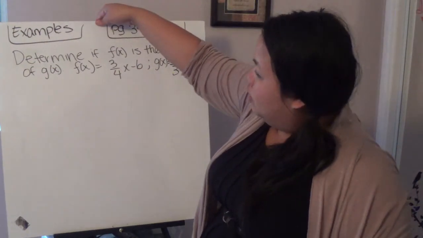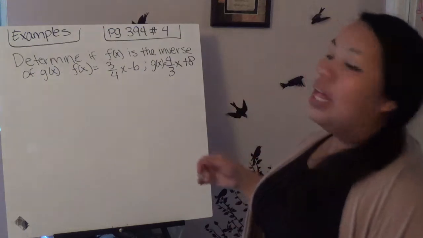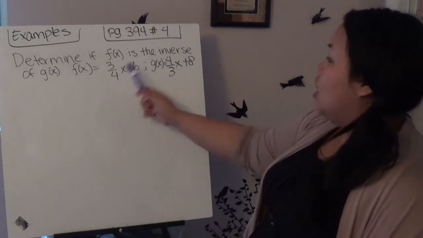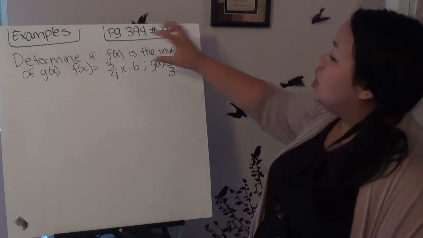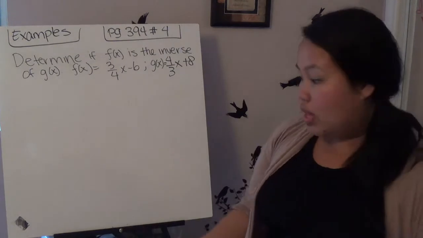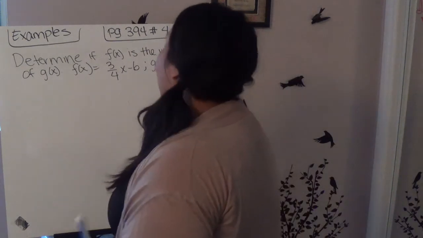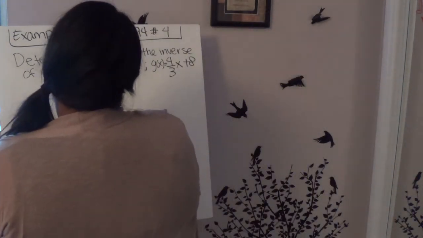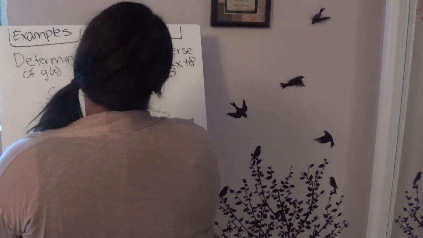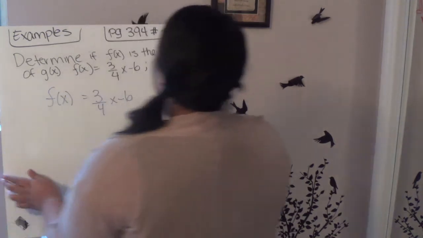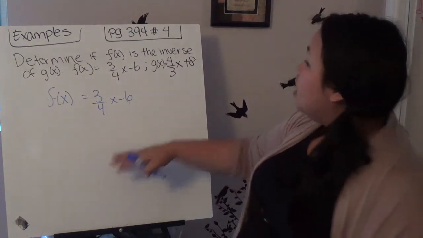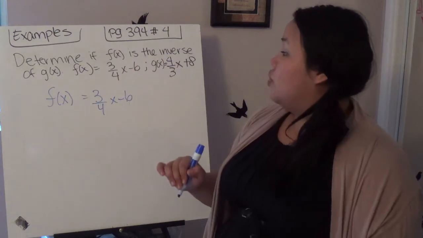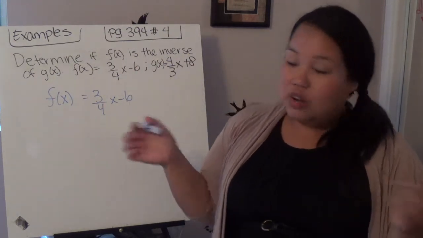Alright, so in this example, it's telling us to determine if f of x is the inverse of g of x. Basically it's asking us, is this an inverse of this? Now, I can do a composite of this and see if I end up with the letter x. I could do that, it'd take a little longer, but what I can do here is take one of the equations, let's say f of x, and try to find the inverse. If the inverse matches what this looks like, then they are inverses of each other. But if it doesn't match, then I haven't found an inverse just yet.